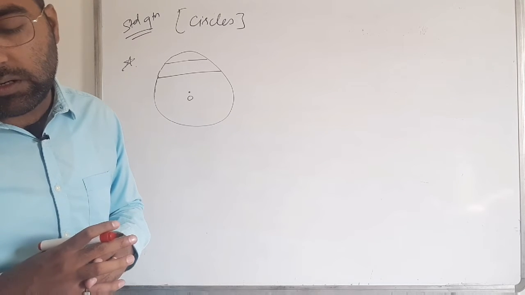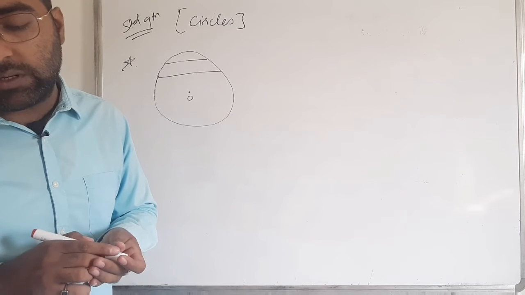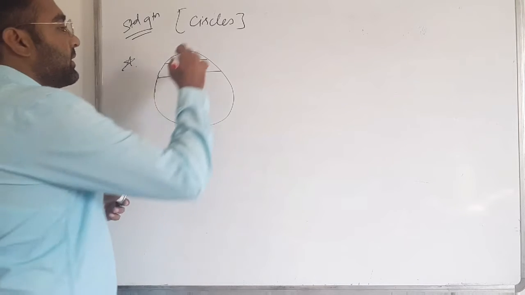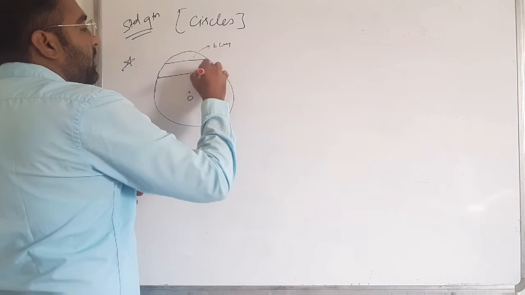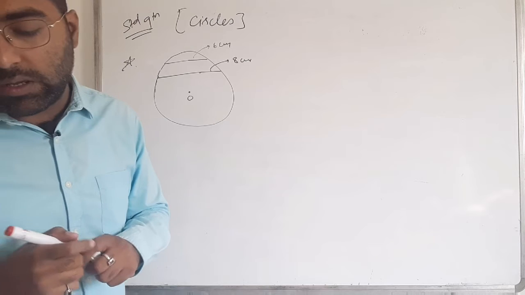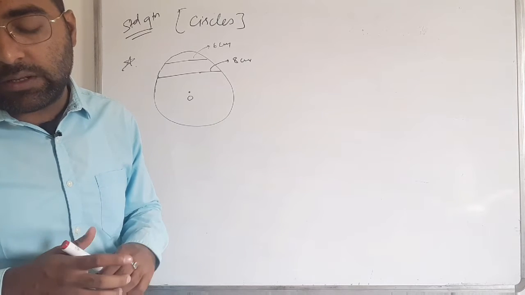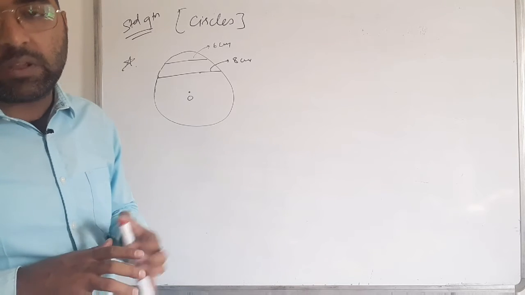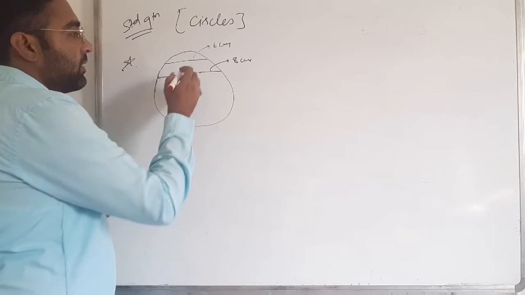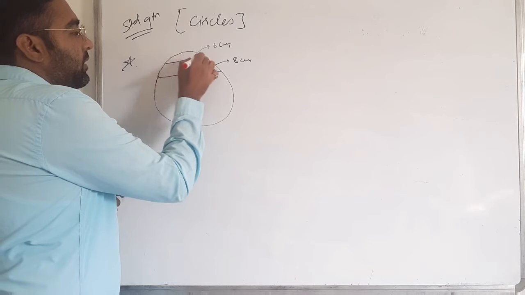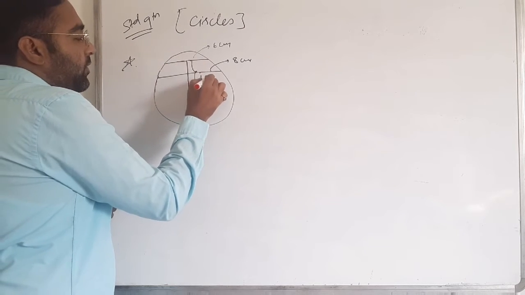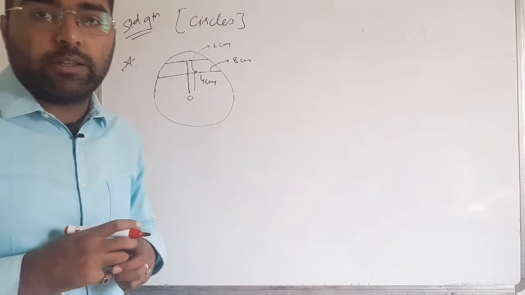Here is the center of the circle. It says the lengths of the two parallel chords of the circle are 6 cm and 8 cm. So this is the 6 cm and this is the 8 cm in length. If the smaller chord is at a distance of 4 cm from the center, this is the smaller chord, and the distance of the smaller chord from the center is 4 cm. Clear?